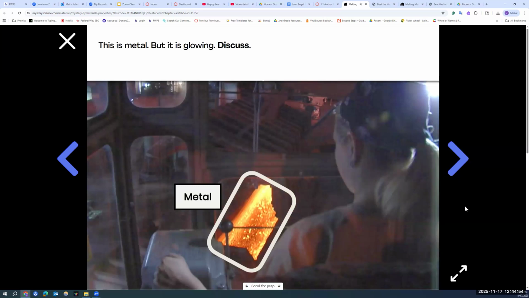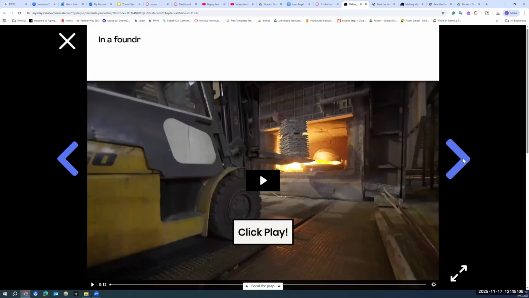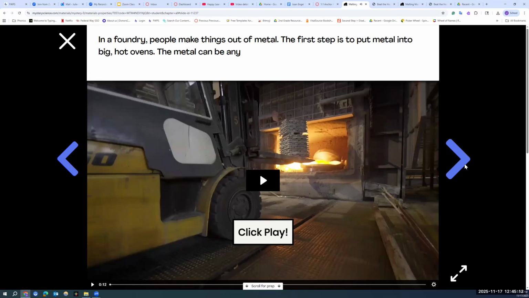This is metal. It is glowing. Discuss with your coach. Why do you think the metal is glowing? In a foundry, people make things out of metal. The first step is to put metal into a big hot oven. The metal can be any size or shape, as long as it fits in the oven.